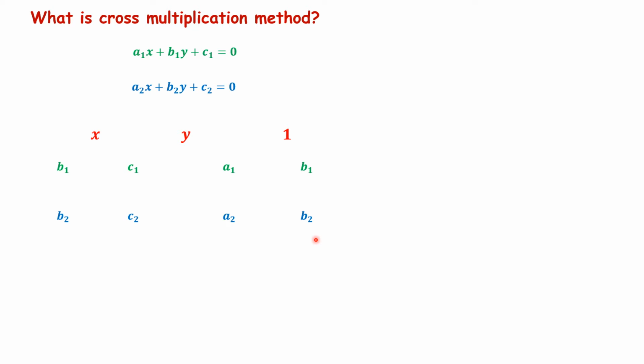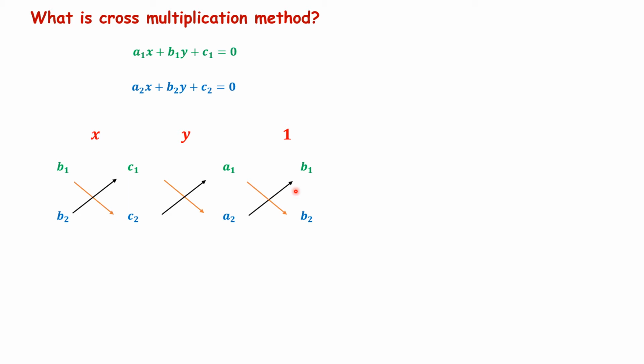After writing this, what you will do is cross multiply where I have given the directions: b1 with c2, similarly b2 with c1, and c1 with a2, c2 with a1. Here when it comes to 1, a1 with b2 and a2 with b1. You will just cross multiply like this.